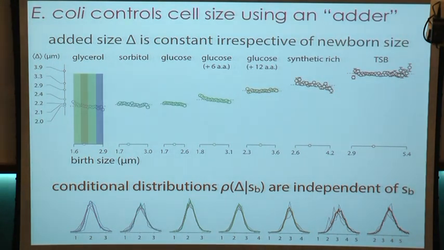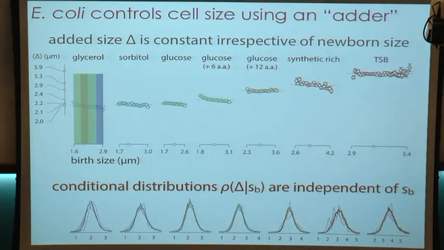Okay? So when you say this adder principle, that delta is independent of the birth size, if you look at this kind of conditional distribution, the statement is much stronger than delta being just constant with respect to birth size. Okay? I'll come back to this point because we collaborated with Massimo Vergassola and then did more.